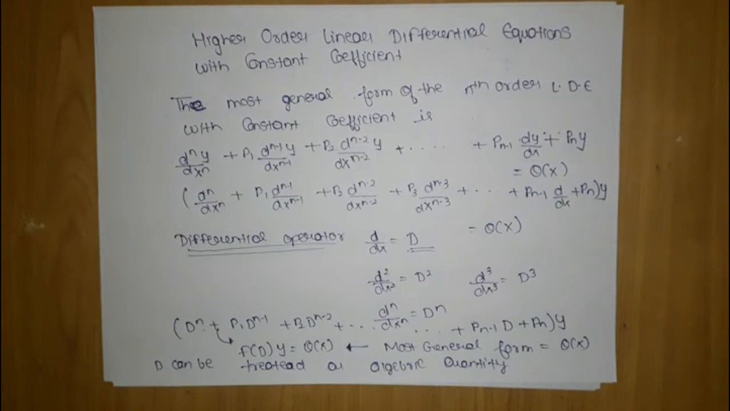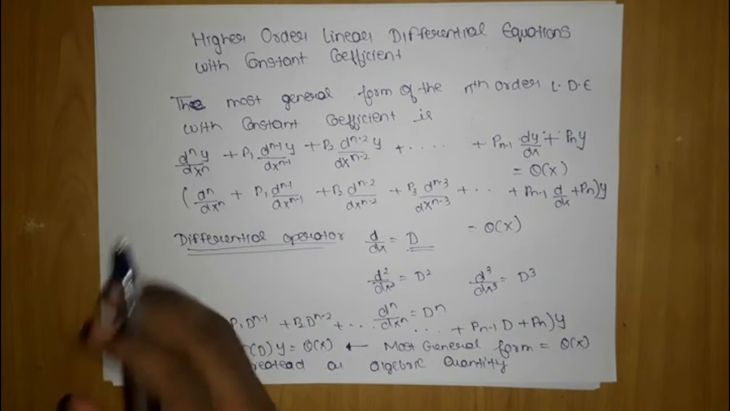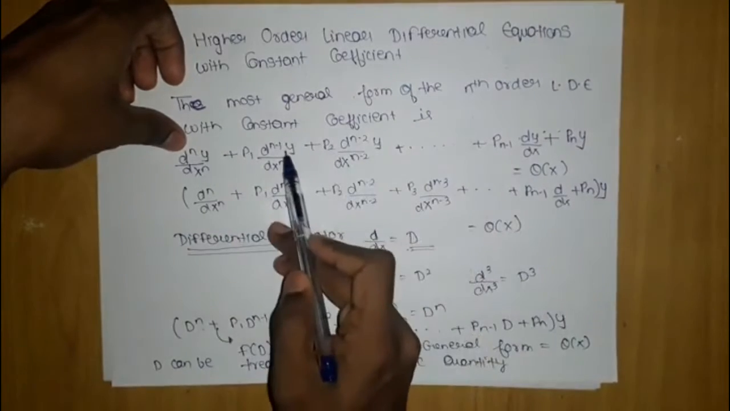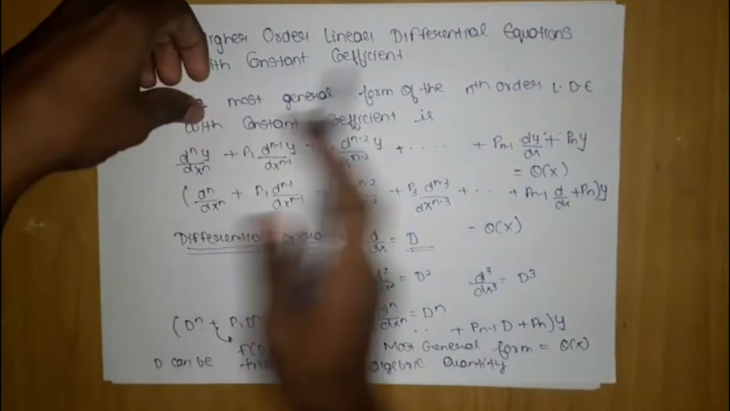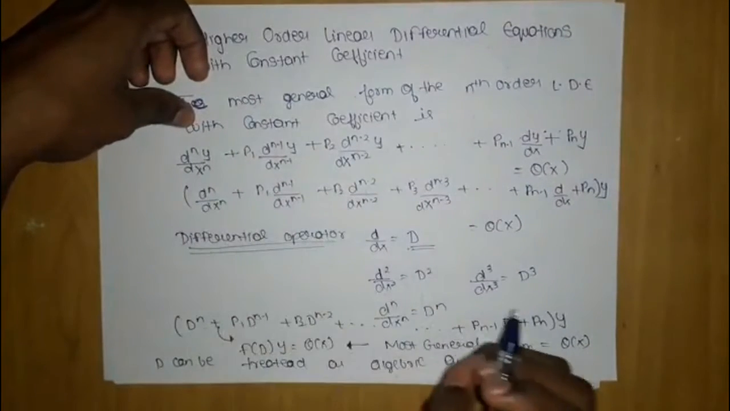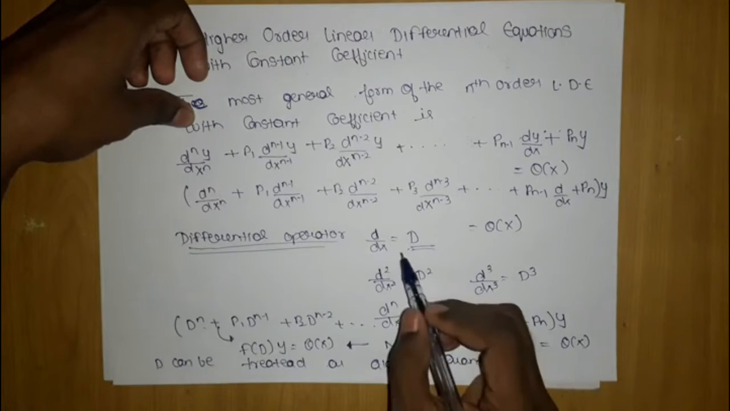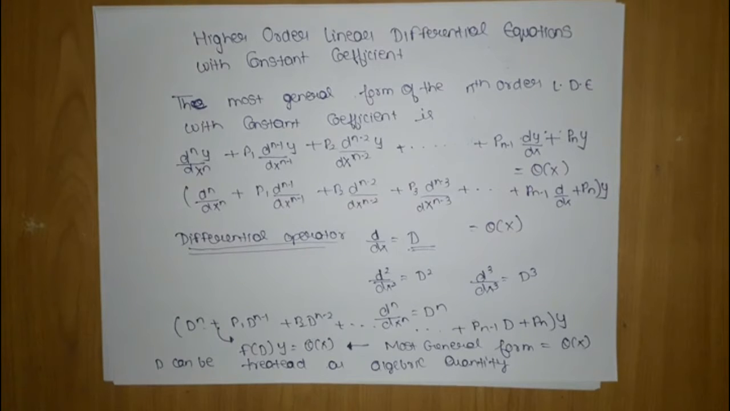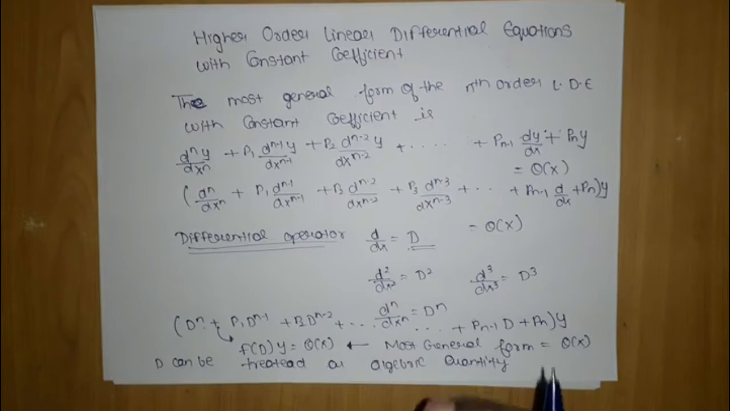So what is the picture? There is one general equation with constant coefficients p1, p2, p3, and y. Now what we did, we took y outside and we got this type of thing. Then we introduced something called the differential operator. The differential operator is nothing but d by dx. Similarly d square by dx square is called d square, d cube by dx cube is called d cube, and d power n by dx power n is called d power n.